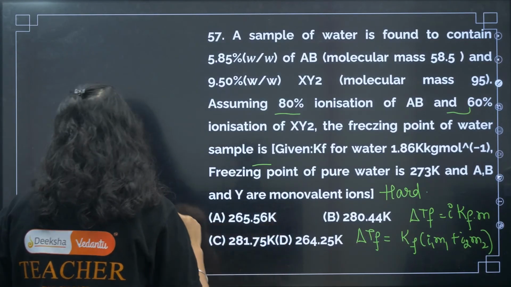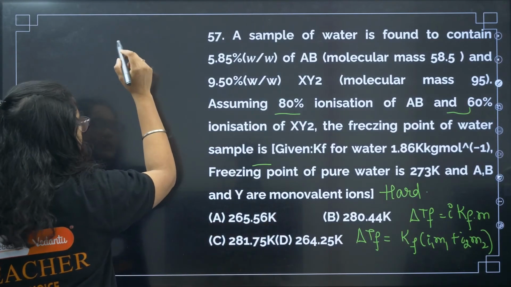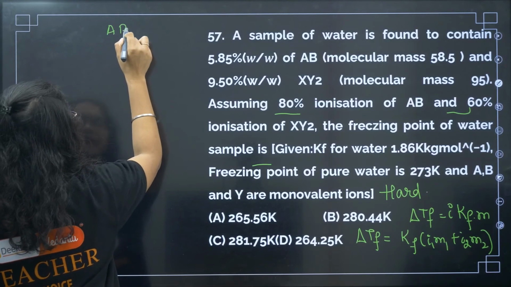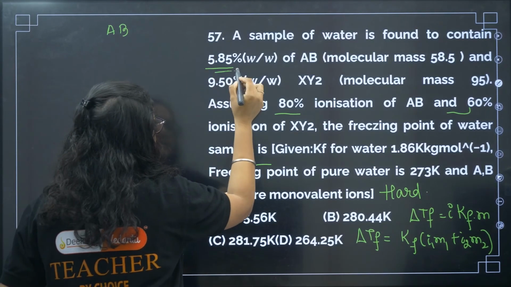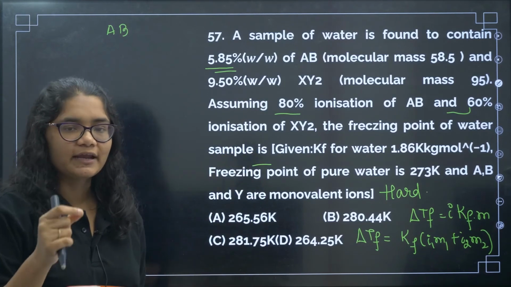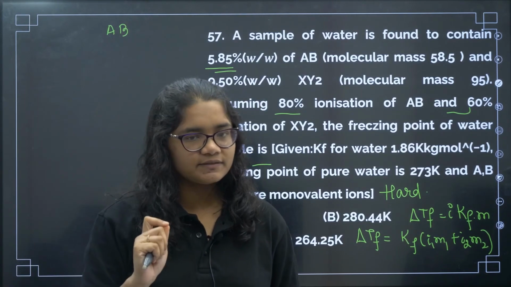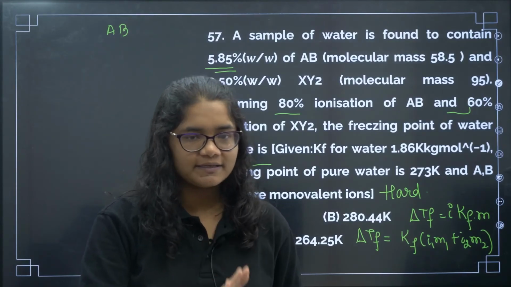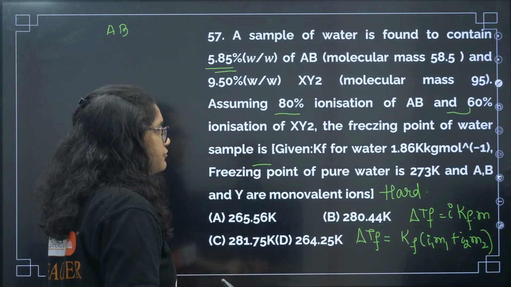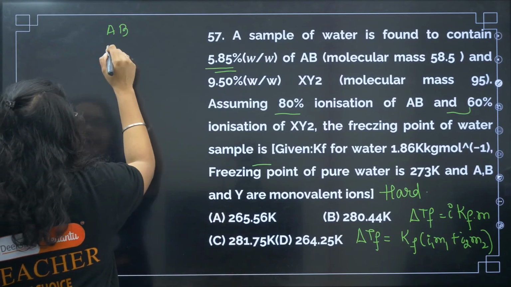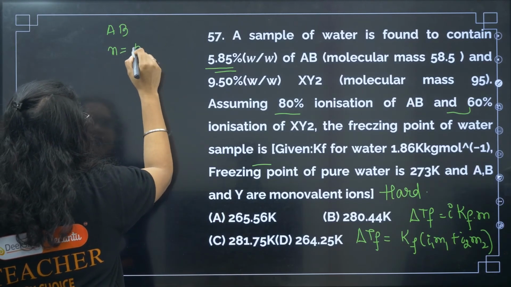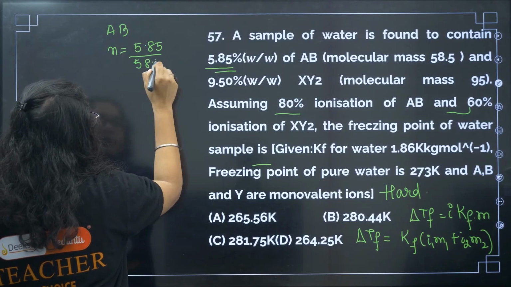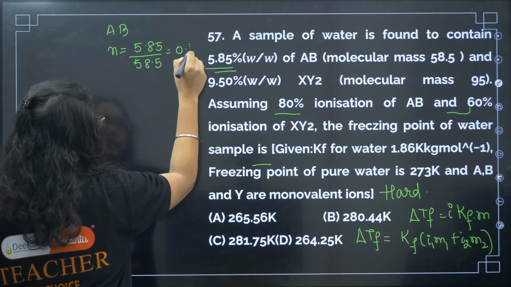First, let us see what data we have for AB. It is 5.85%, meaning 5.85 gram is present in 100 gram of the solution. So 5.85 gram of AB is present, and its molar mass is 58.5. So can I calculate the number of moles of AB? 5.85 divided by 58.5 is equal to 0.1, okay?